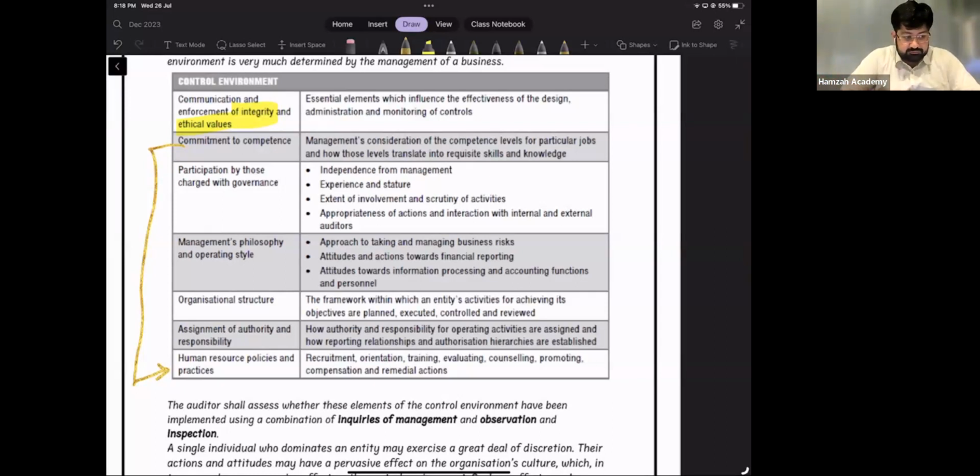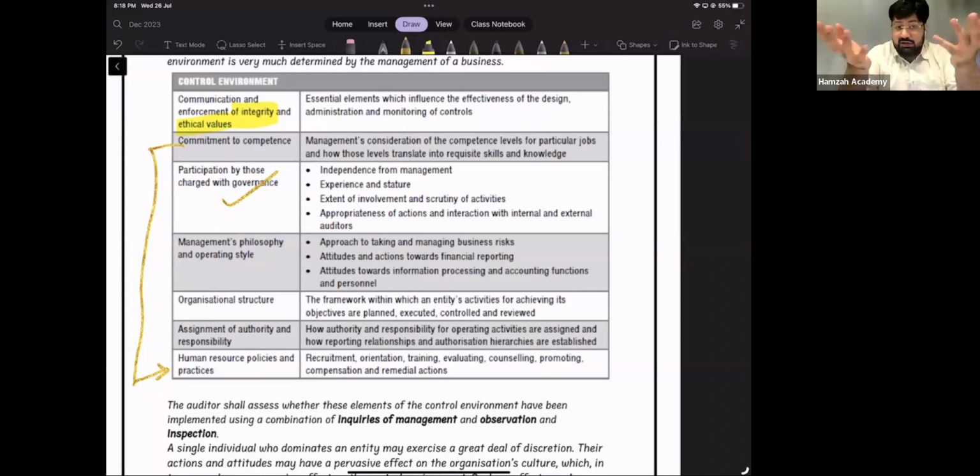Now, the next point is participation by those charged with governance, the directors of the company. How much they involve themselves in the activities of the company, how much they scrutinize, how much they monitor.